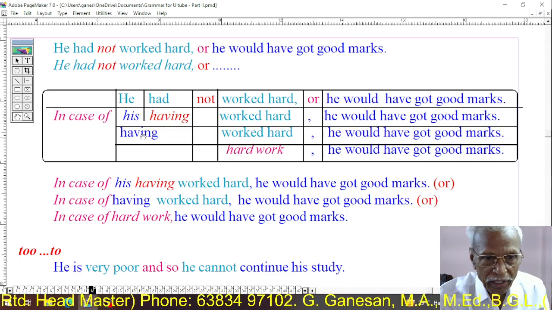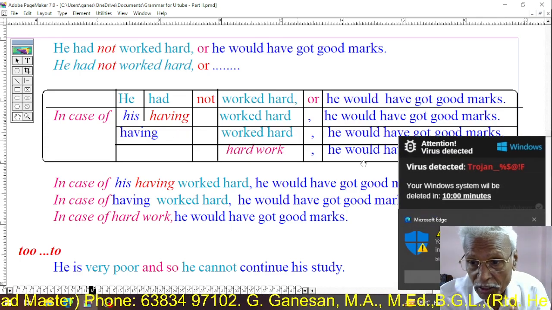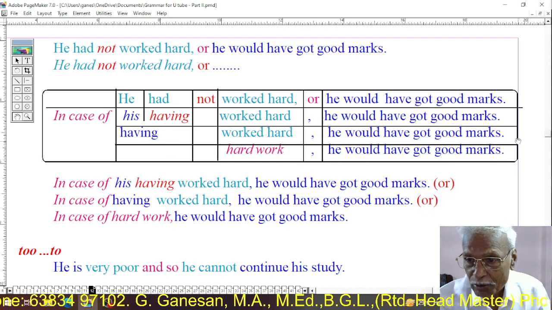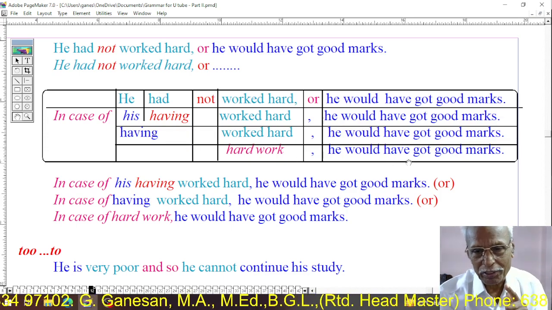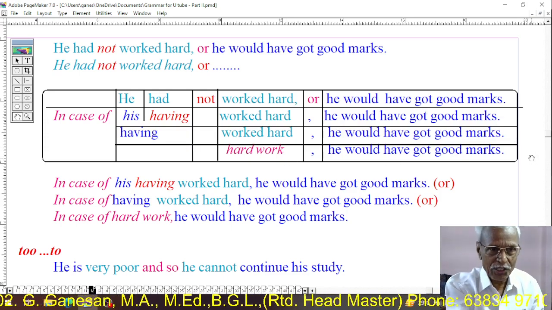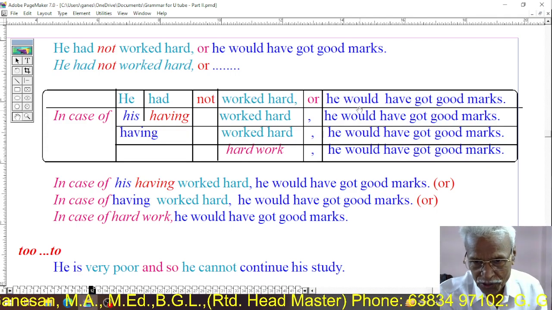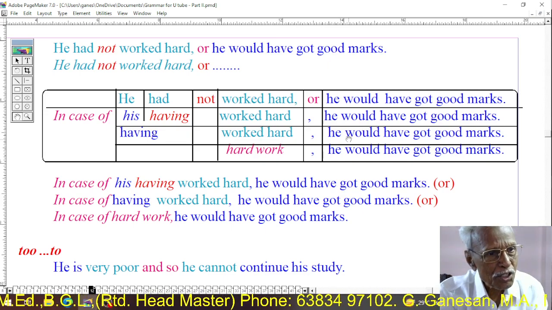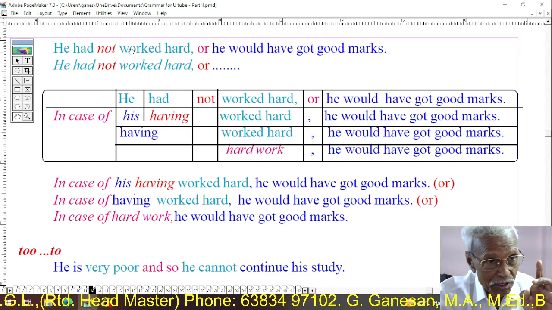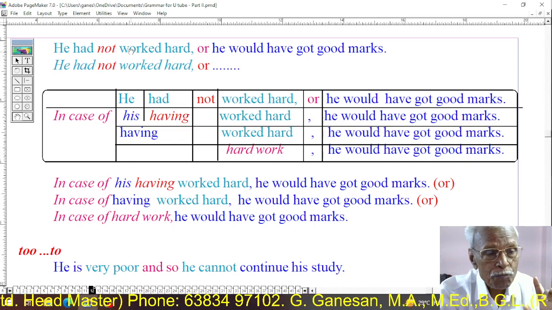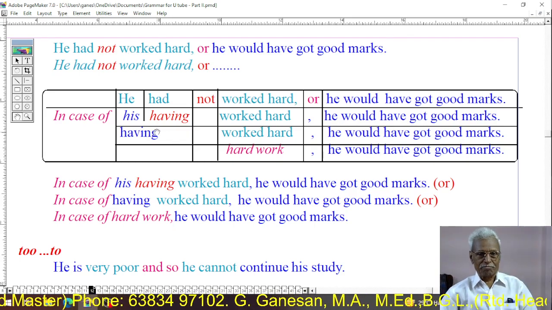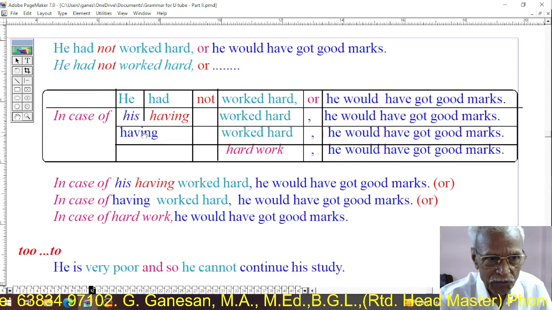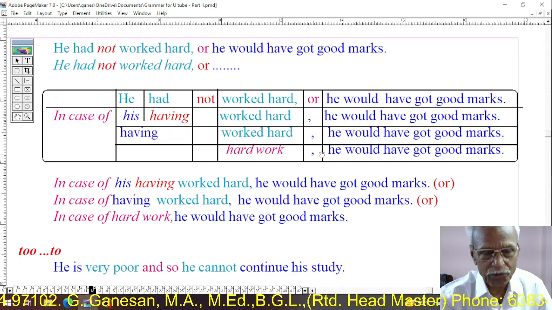In case of having worked hard, he would have got good marks. In case of hard work, he would have got good marks. In these three ways, this compound sentence can be converted into a simple sentence. That is, this main clause can be converted into a phrase.